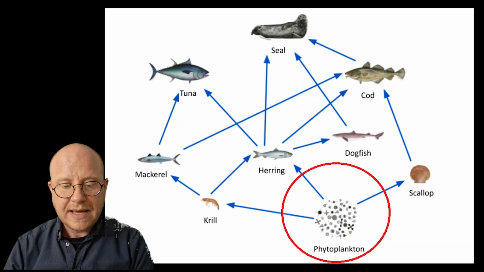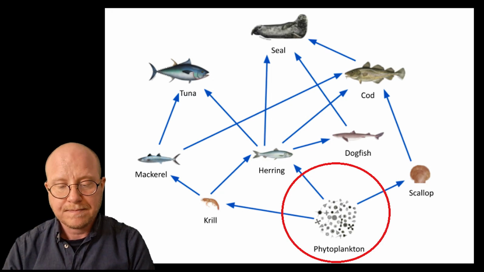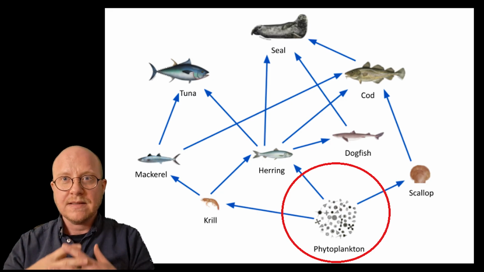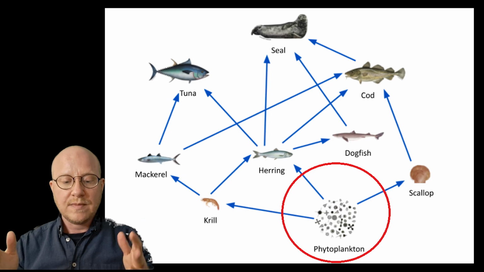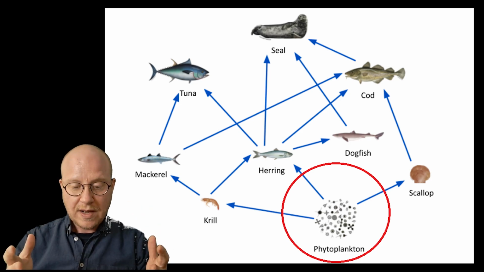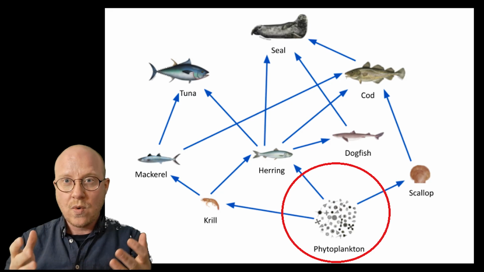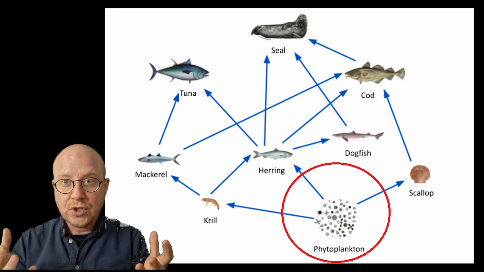Phytoplankton form the base of marine and freshwater food webs, the way plants are kind of the base of terrestrial food webs. That means land-based food webs. Here it says marine and freshwater food webs; you could also say aquatic food webs. So phytoplankton are the producers.